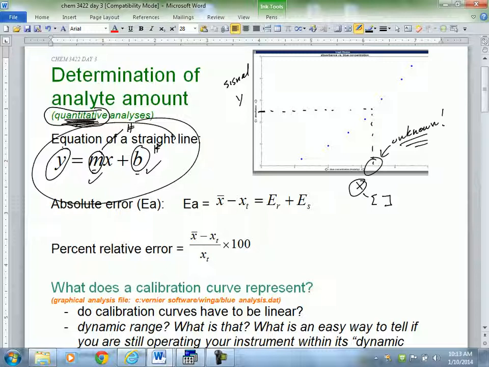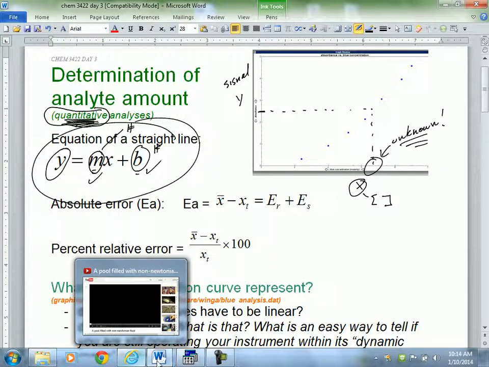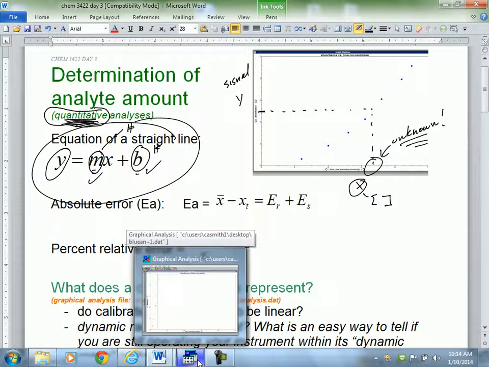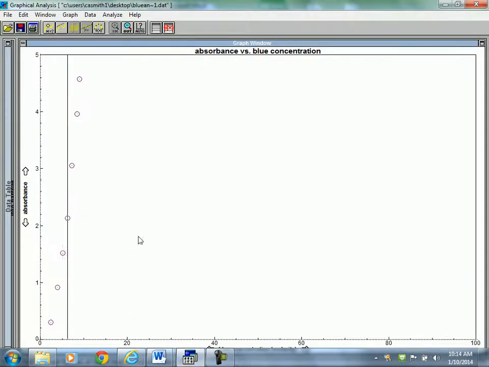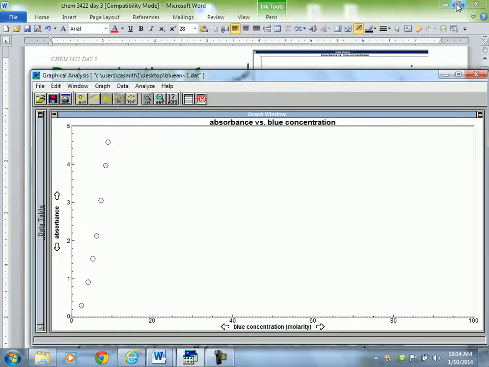Where do you get them? All right? Let me show you. Here's some data. I plotted it out. You can kind of see the plot, the little circles going up, right? So I have absorbance as my y-axis, and on the x-axis, the concentration of blue, in molarity.